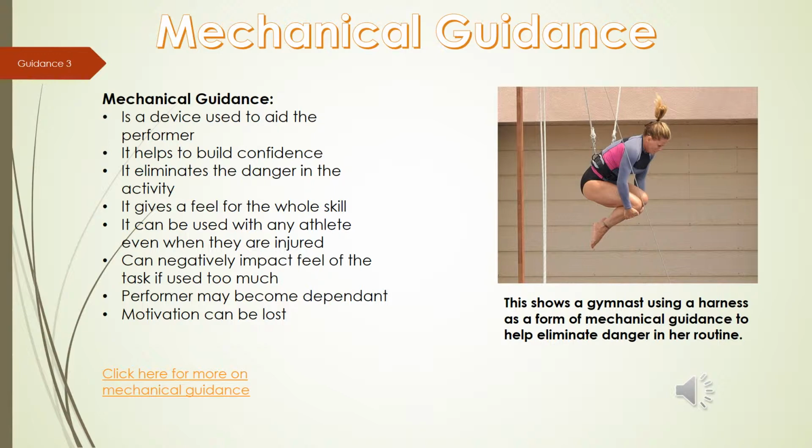Mechanical guidance is where a device is used to aid the performance of a skill, such as a harness on a trampoline. It is very similar to manual guidance in this respect, as both support the athlete when they are performing skills. Mechanical guidance helps to build the confidence of performers, as their successes with the mechanical aids motivate them to perform the skills without the aids. It also helps eliminate dangers from the task and can give a feel for the whole skill. It can also be used with disabled and injured athletes when they are training.